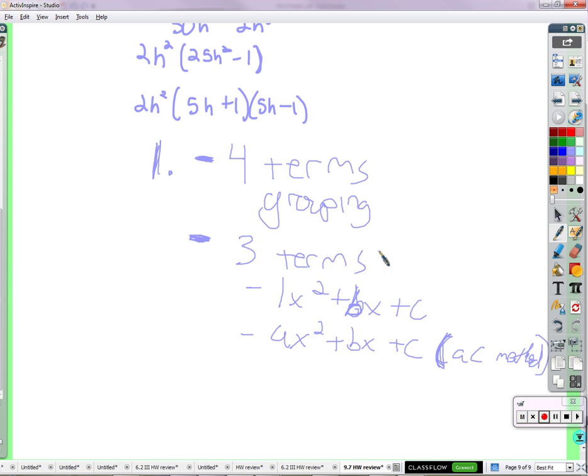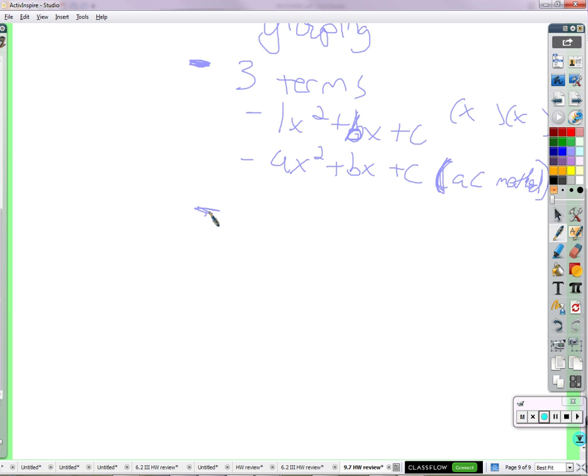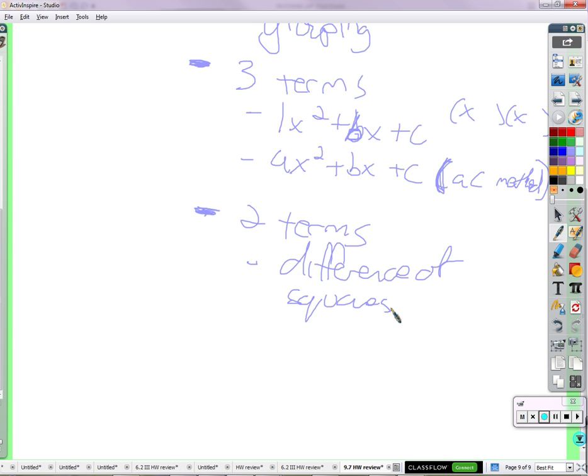And this one would just be for you to set it up, right? This x, figure out what multiplies to c and adds to b, like we started with. And then, if there are two terms, really the only thing we know about factoring two terms is a difference of squares. So looking at the number of terms is going to be a helpful way to decide what to do next.